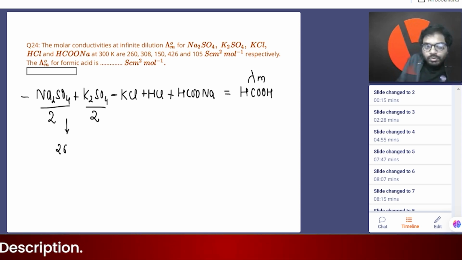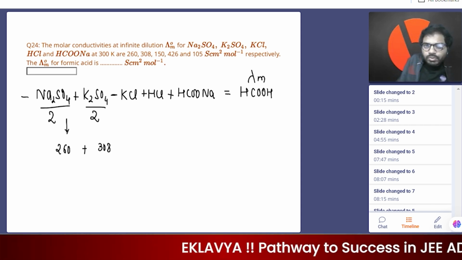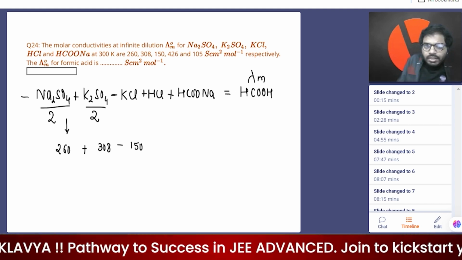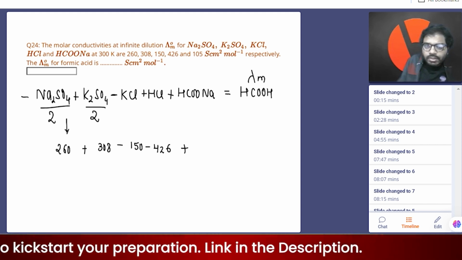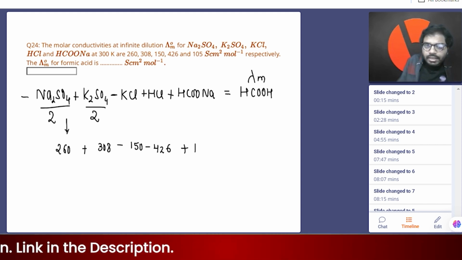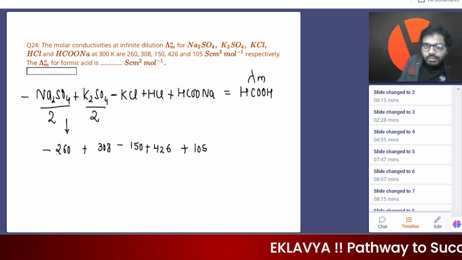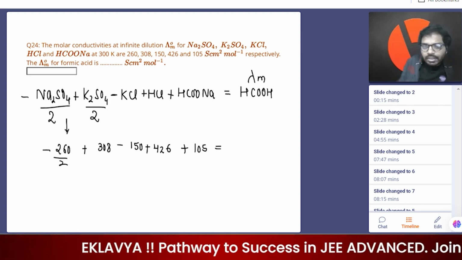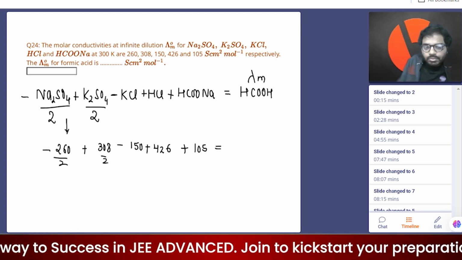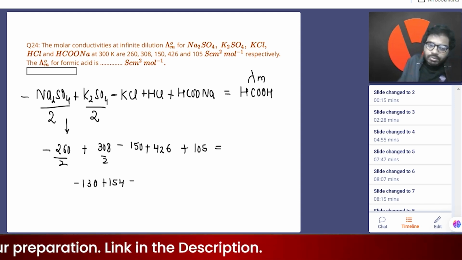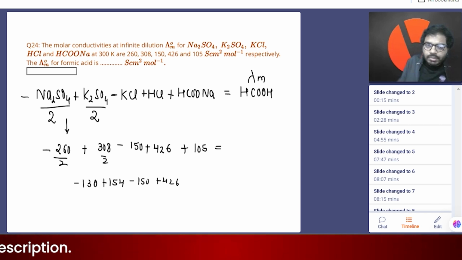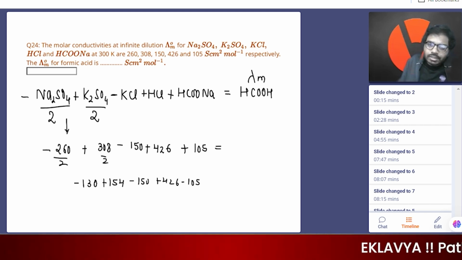So for Na2SO4, the value given is 260. For K2SO4, it is given 308. For KCl, I can see it is given 150. For HCl, it is given 426. And for sodium formate HCOONa, it is given 105. Fine. So we will just put the negative sign here only, and we can find out the value. We will divide it by 2. So now we just have to solve. Minus 130, I can say 154. Then I think it will be minus 150, 426 and 105.